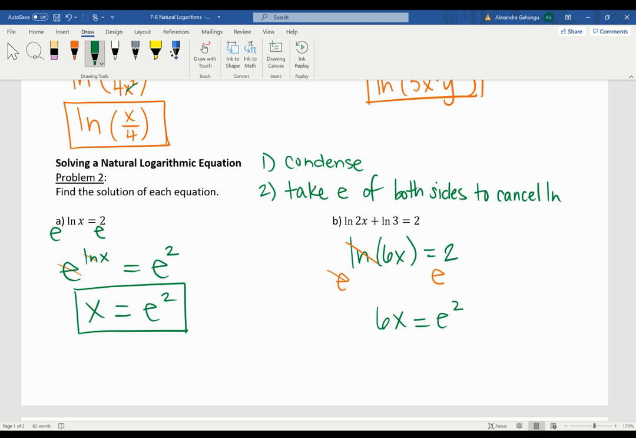x was by itself for our first one. x is not by itself for this guy, so I have to keep going. I divide by 6, right? Because 6 times x, divide by 6, so I can cancel. And I get x is equal to e squared over 6. And we'll just plug that into our calculator as well.